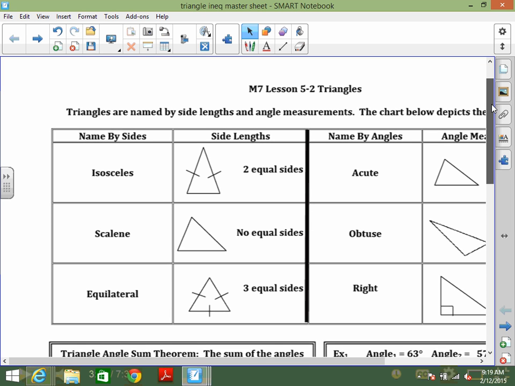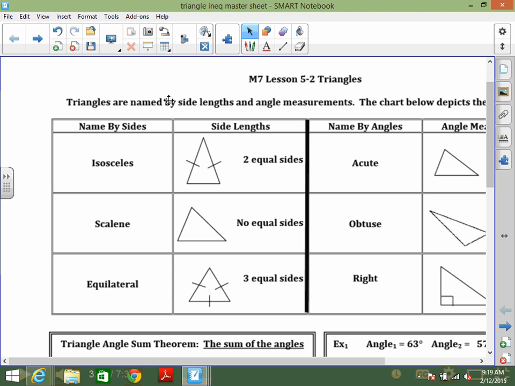we can name a triangle by its sides. We have isosceles triangles, which you heard the lady talk about. 2 sides are equal. We have scalene, no sides are equal. We have equilateral triangles. That means all 3 sides are equal. Those 3 names you should be familiar with. That's not new 7th grade material. That's elementary. Do you understand?